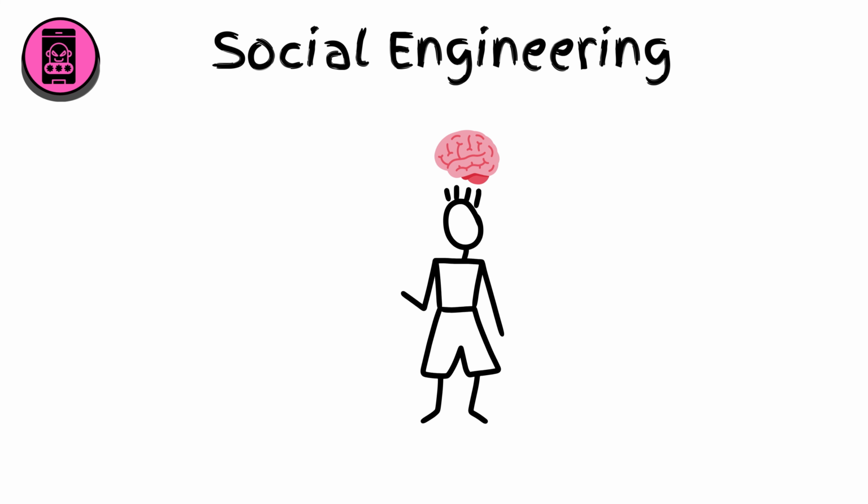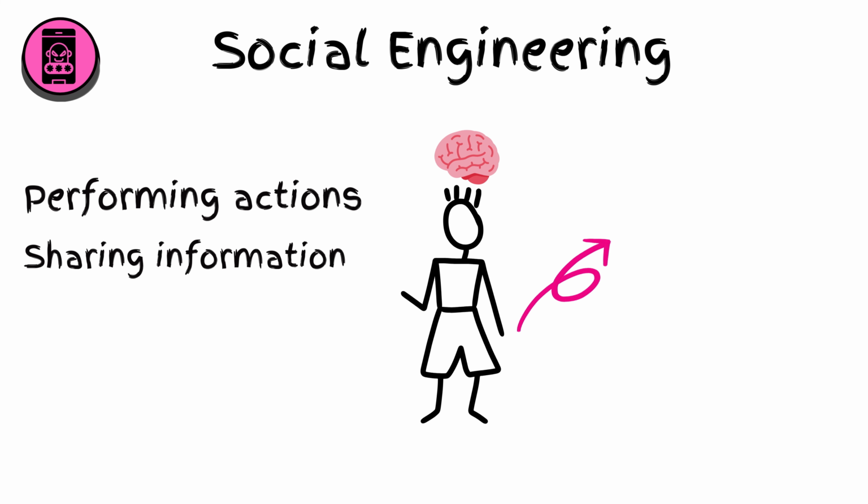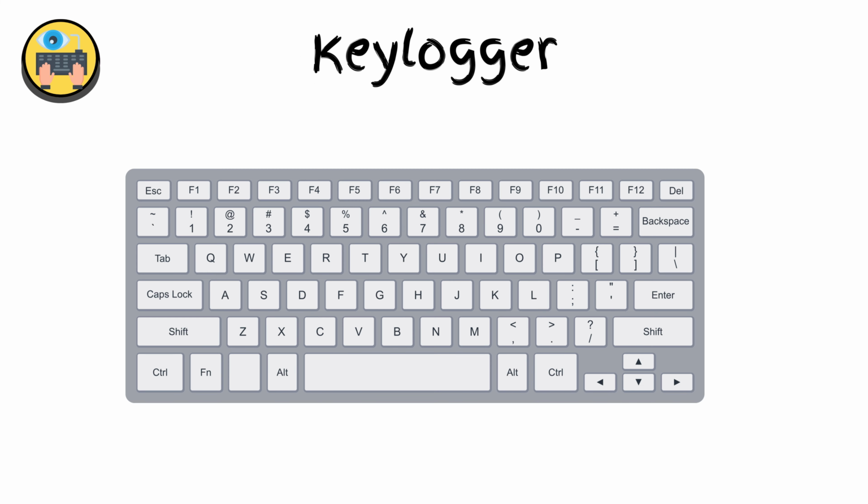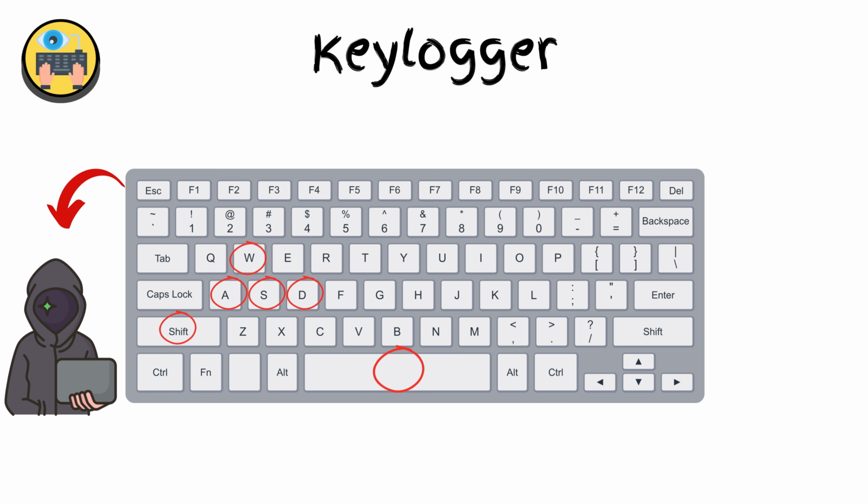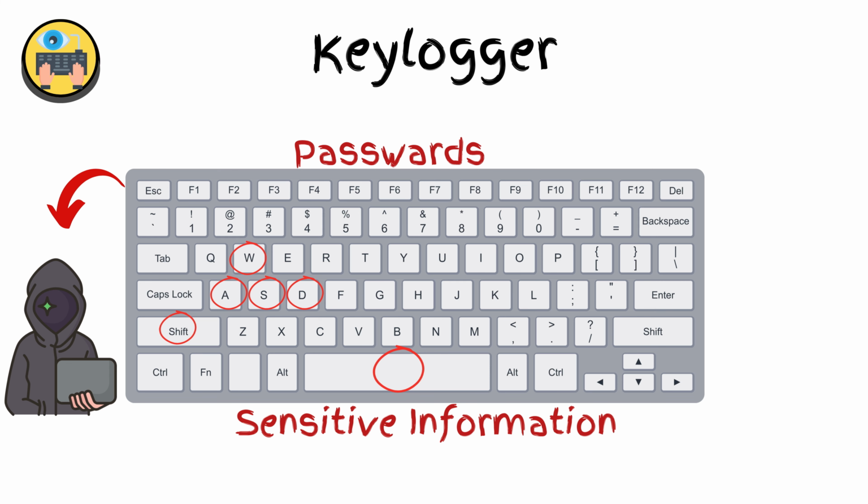It involves manipulating people into performing actions or sharing sensitive information. Phishing is one example of social engineering. A keylogger is malware that silently records every keystroke on a keyboard and sends this data to cybercriminals, primarily capturing passwords and sensitive information. It is a form of spyware.